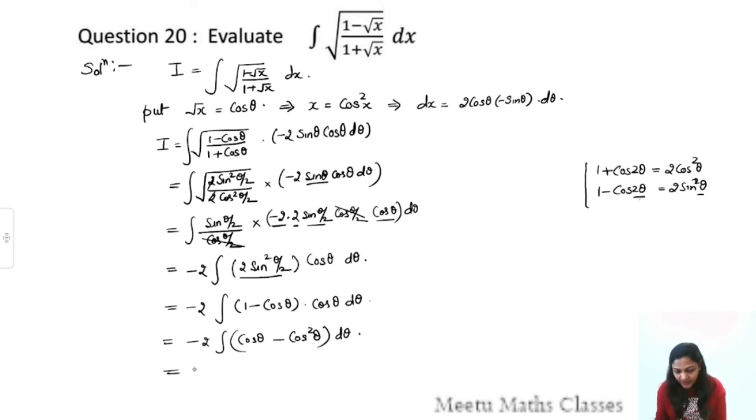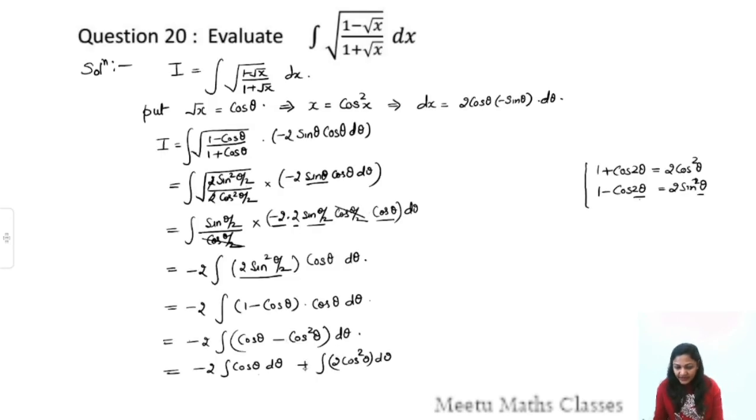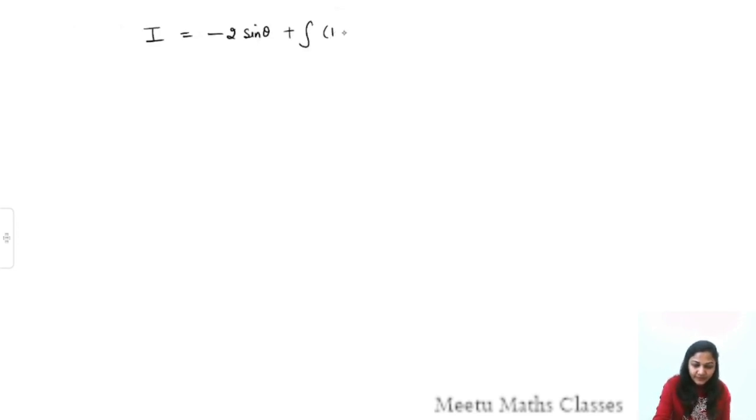Now it will become minus 2 cos theta can be integrated, and minus minus plus, 2 cos square theta you can replace with 1 plus cos 2 theta. Now you are going to replace the integral of cos theta, which is sin theta, so minus 2 sin theta will come. Okay, and here you can replace 2 cos square theta by 1 plus cos 2 theta d theta, and the integral of 1 is theta and the integral of cos 2 theta is sin 2 theta upon 2, plus c.